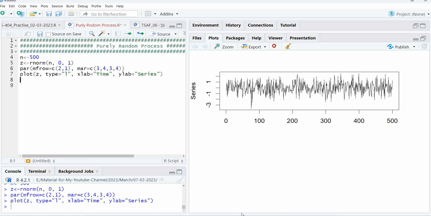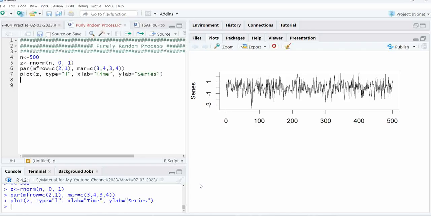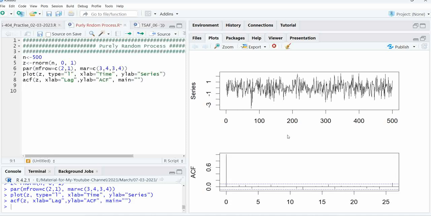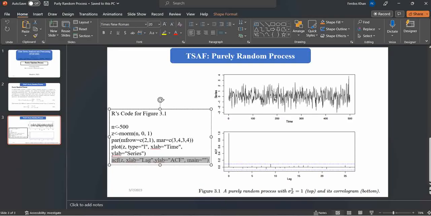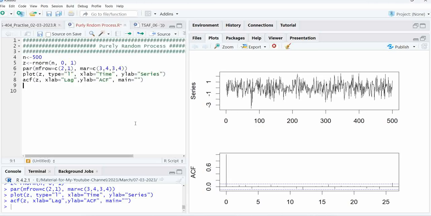Now I need to draw the autocorrelation function which is mentioned in the slide like this. Let's do this. Okay, now run this. Yeah, okay, you can see the same result which is in the book, in the slides like this. So this is the series and this is the autocorrelation function and this is the interpretation of this purely random process in R. You just transform this in the software RStudio so you can do, and this is up to you.